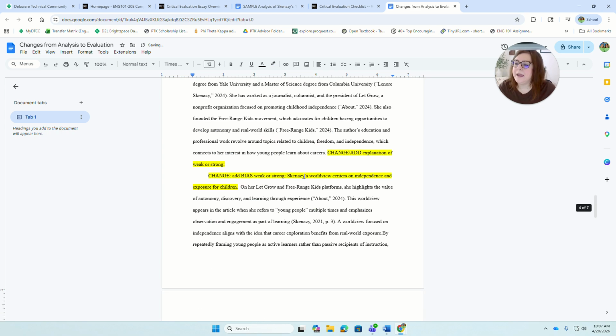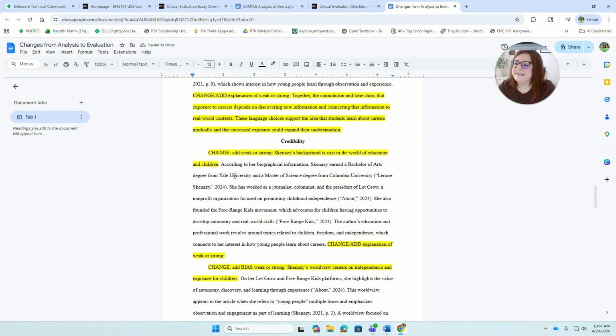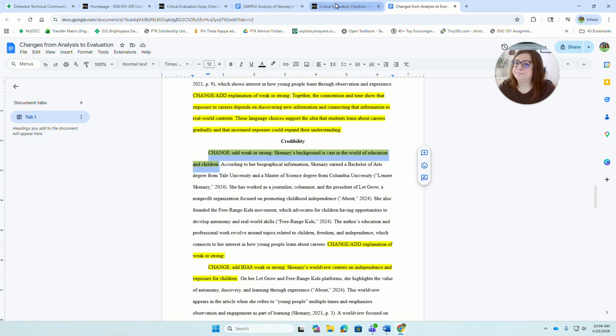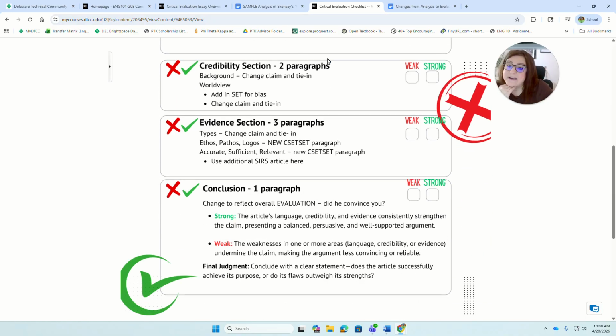Now, bear with me. We're going to keep going. Evidence, the same thing we have. So let's take a look at our checklist. In evidence, I've got a lot going on here. So I need types of evidence. I need to change the claim and the tie-in. I already have that. I need to add in a paragraph on ethos, pathos, and logos. And I need to add in accurate, sufficient, and relevant with my SIRS article in there.